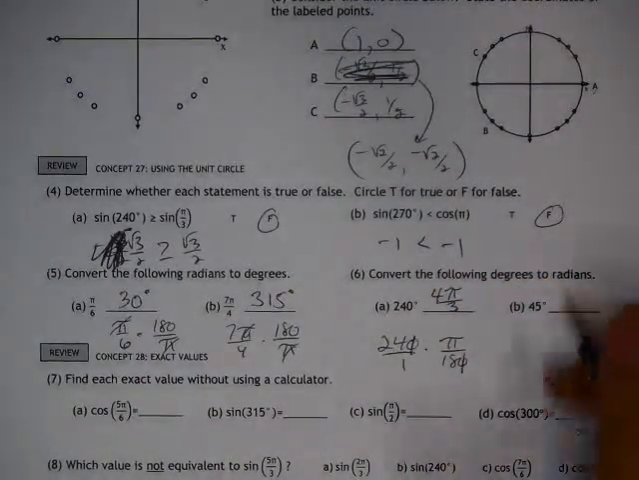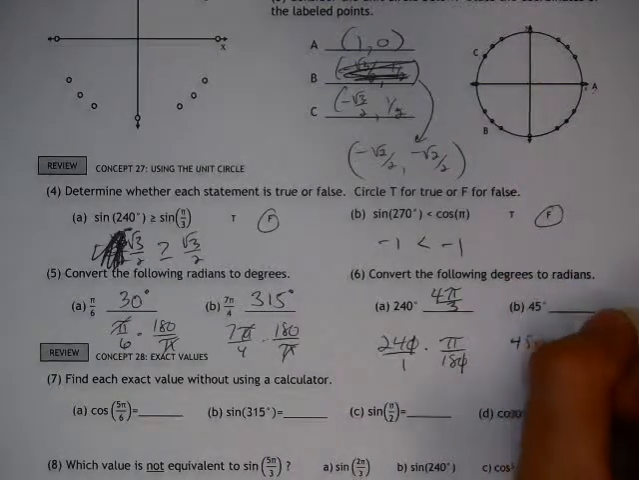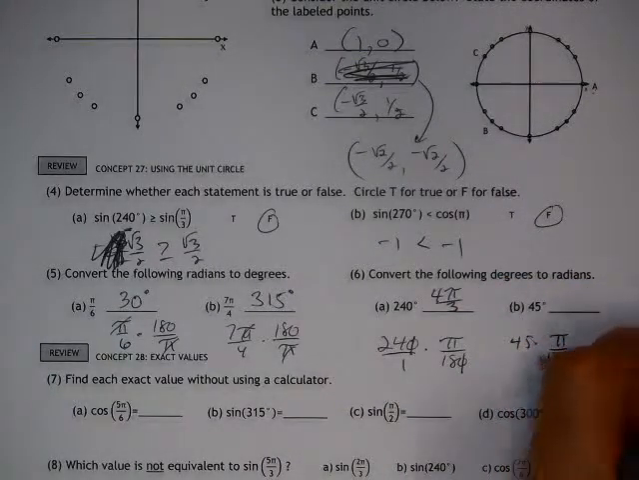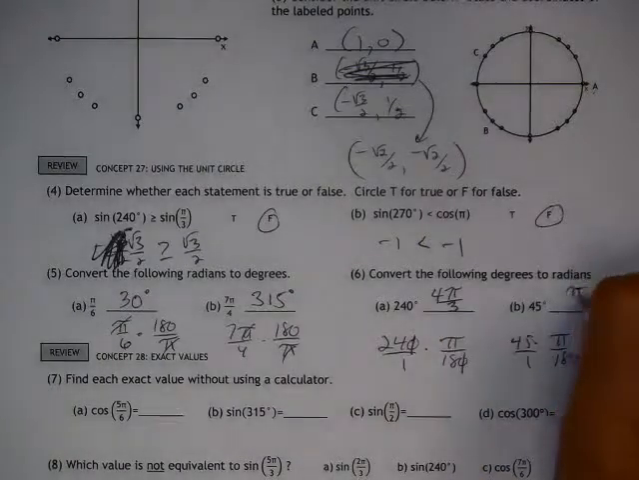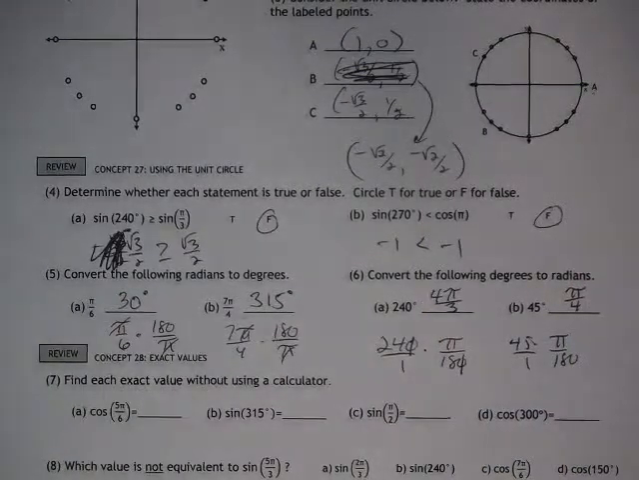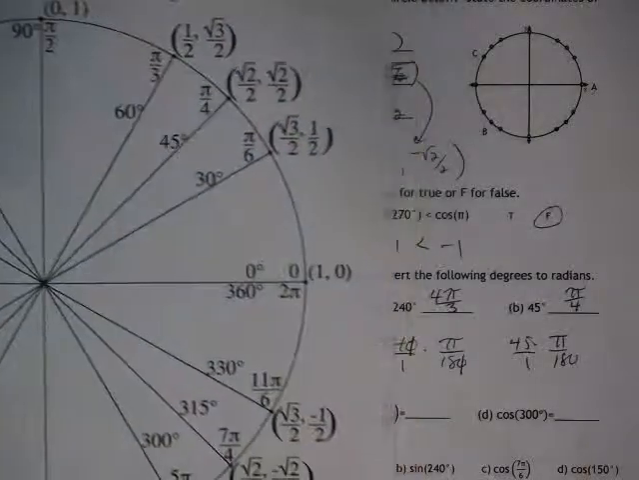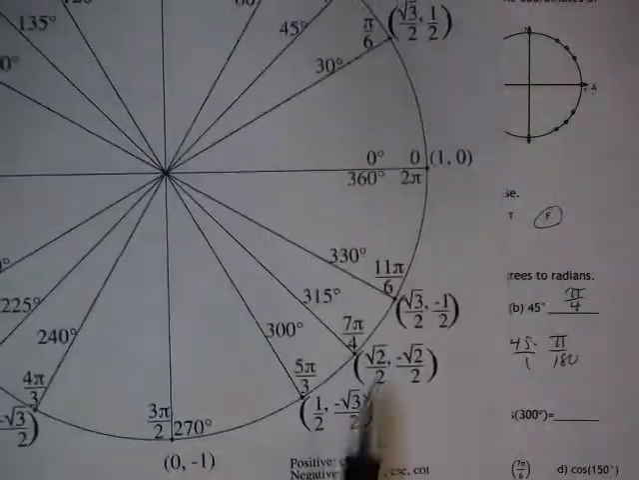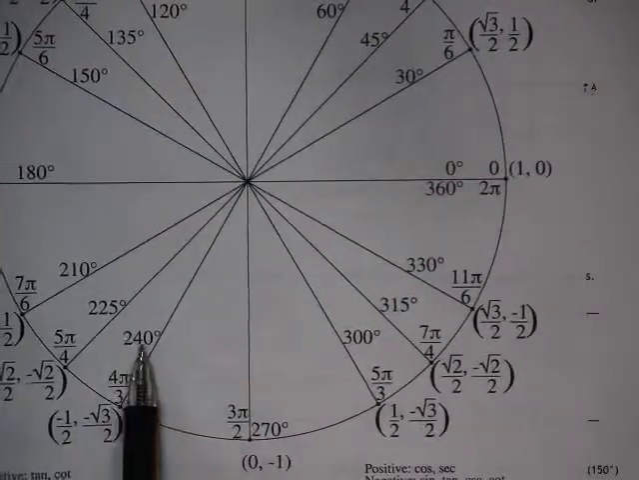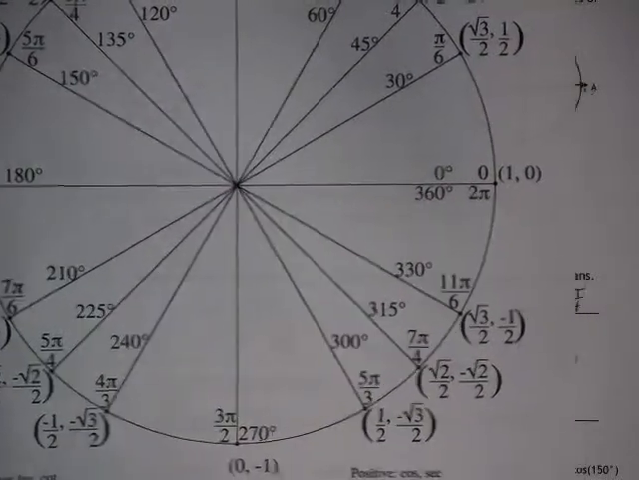And then at 45 degrees, 45 times pi over 180, reducing then 45 and 180, and that should reduce to pi over 4 radians. And there's pi over 4, 45. At 240, just checking the work, there's 240, 4 pi over 3.